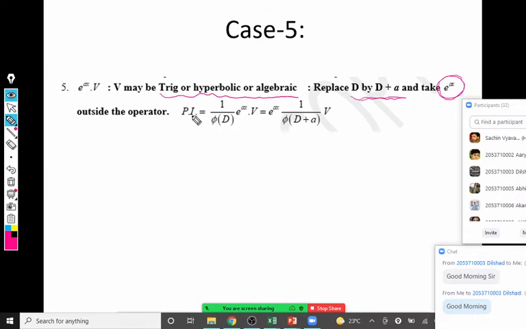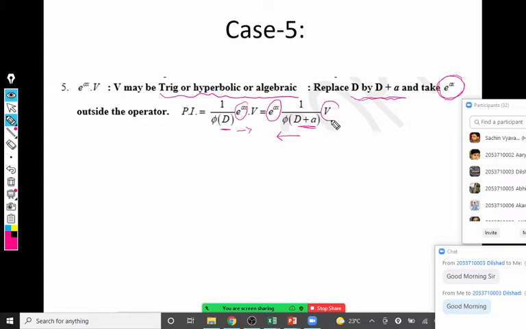So for example, PI is equal to 1 upon phi D of e raised to ax into v. This v is a function, either trigonometric, hyperbolic or algebraic. In such a case, e raised to ax is written outside the operator. You will observe that e raised to ax is on the RHS, this side of the operator, and now that is outside the operator. And we replace D by D plus a.